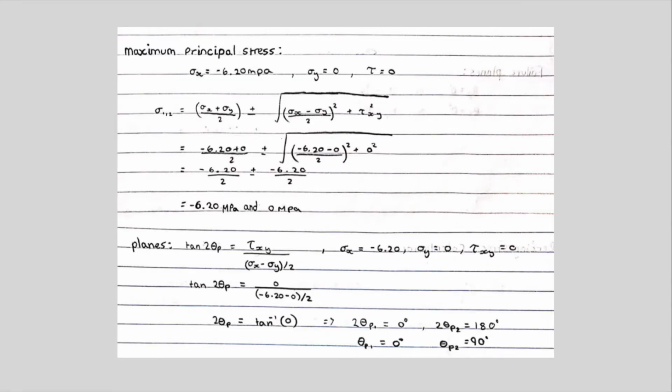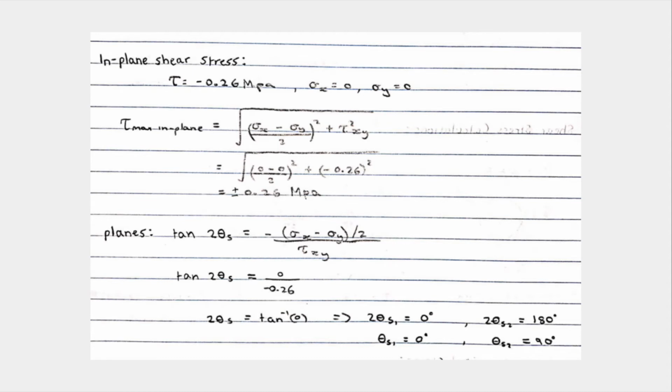Then, by using our max bending stress as sigma x and applying sigma y and tau both equal to 0, we are able to find our maximum principal stress sigma 1, 2 equals to negative 6.2 MPa and 0 MPa. We can then use these answers in this equation to find the angle of the planes, which is equal to 0 degrees and 90 degrees.